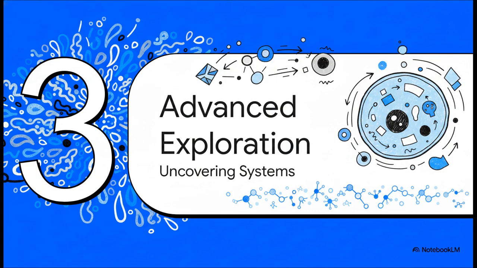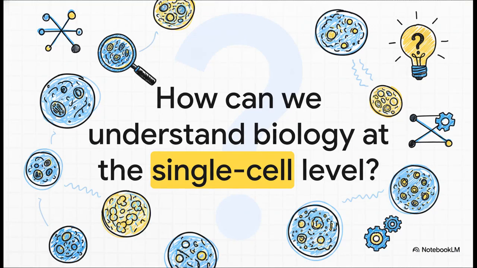But here's the thing. Biology isn't static, right? It's always moving, always changing. So we can go beyond these basic maps. We can start exploring dynamic systems and ask how all these different parts work together. And this is especially true when we zoom in, way in, to the level of a single cell. And honestly, this is one of the most exciting frontiers in biology right now.